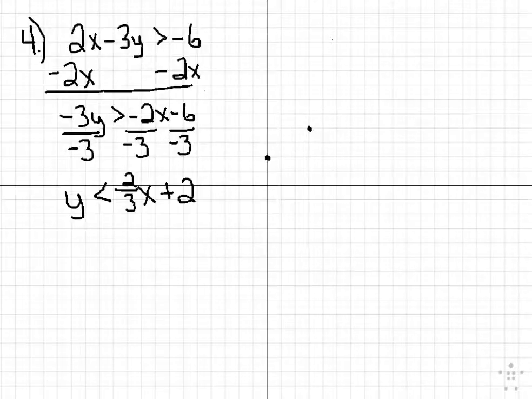Now this is going to be a dashed line or a dotted line or a broken line because there's no equal sign with the inequality symbol. So the line is not included as part of our graph.